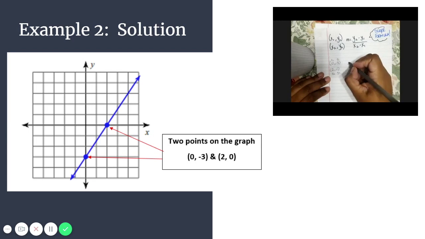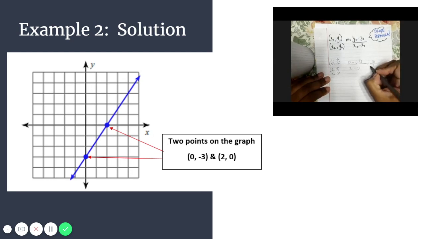So in my numerator, I'm going to have y2 minus y1. Now notice when you're subtracting a negative, it's always best practice to put that in parentheses just so that the two signs don't become a little confusing. In my denominator, I'm going to have x2 minus x1, and then I'm going to simplify. Again, feel free to use your calculator. I'm just going to use some mental math here. So 0 minus negative 3 is actually 0 plus 3, which is 3. And in my denominator, 2 minus 0 is going to give me 2. And so my slope is 3/2.